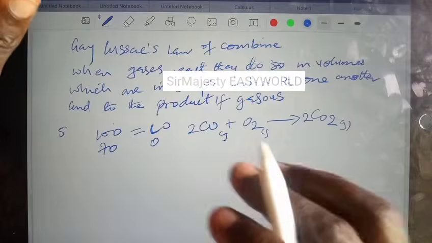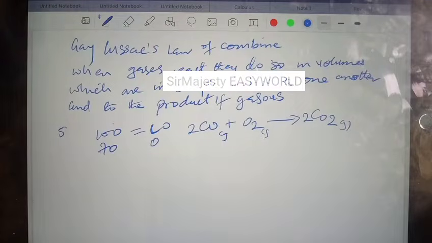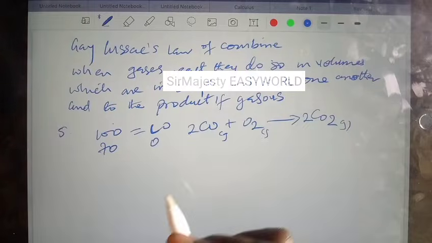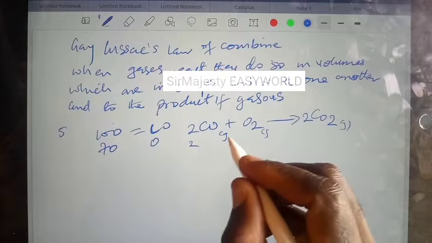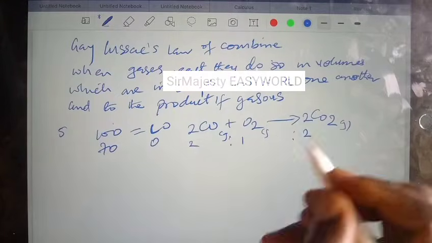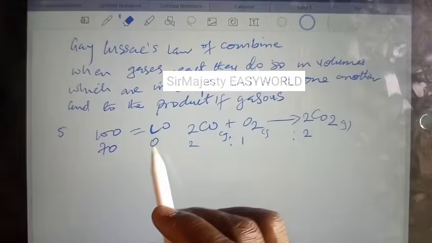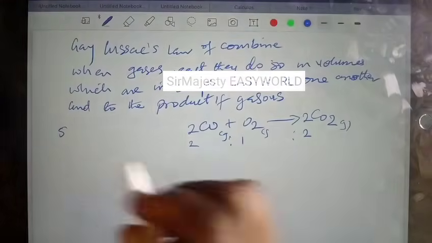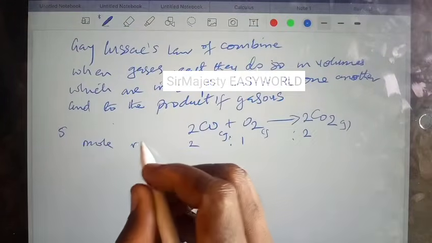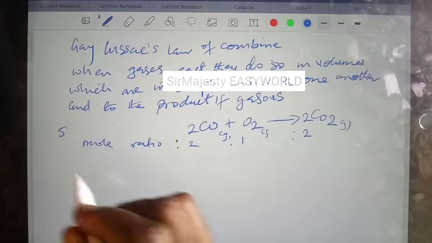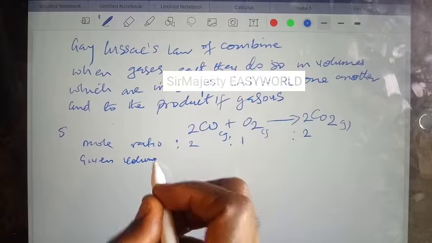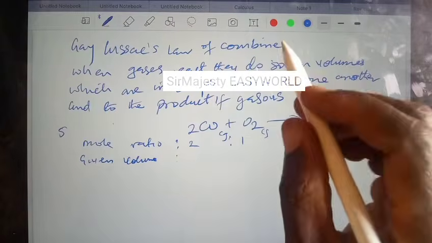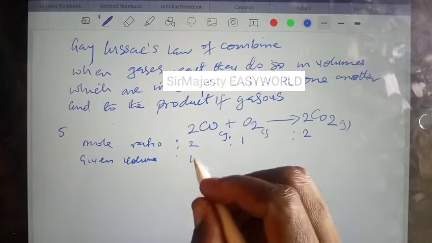So solution, how to solve this Gay-Lussac's law of combining volume. Students often find it difficult, but when you pay rapt attention here, you won't find it difficult again. After writing the equation, what you do is bring down the mole ratio first. The moles are 2:1:2. Then come over here and write your given volume. First step, you write the mole ratio, which is what I did here. After that, you now write the given volume, the volume that was given in the question, this one was given to be 100 cm3.